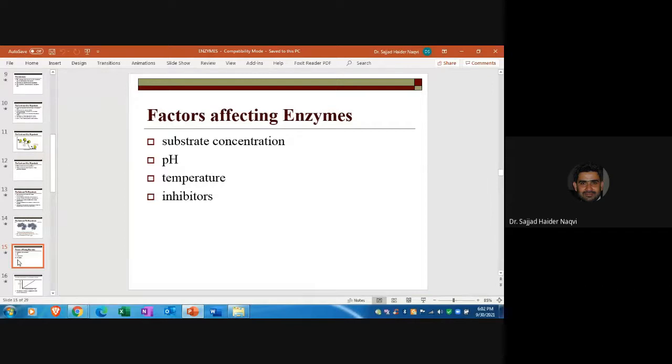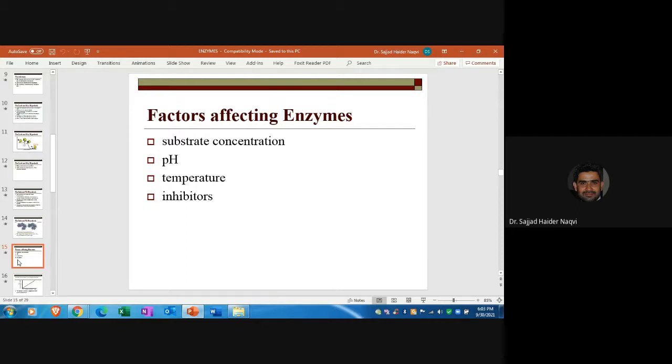Now, coming to the next point: what are the factors affecting enzymes? We studied what enzymes do. We studied the models by which they can bind with the substrate. We know that enzymes catalyze the reaction by lowering the energy of activation, and that's what we all studied. Now, the next step is about the factors which can affect enzyme activity. There are four factors we are going to discuss here: substrate concentration, pH, temperature, and inhibitors. Let me go through them one by one.